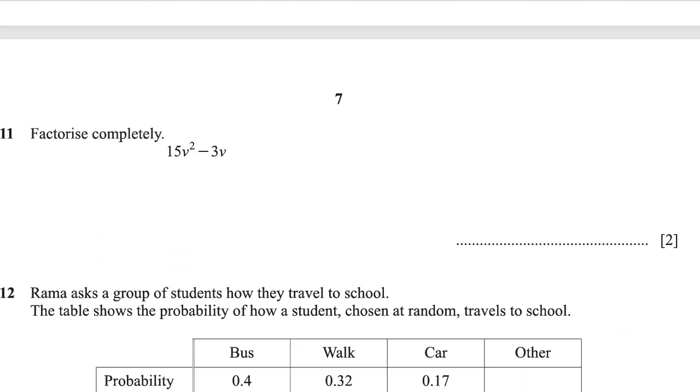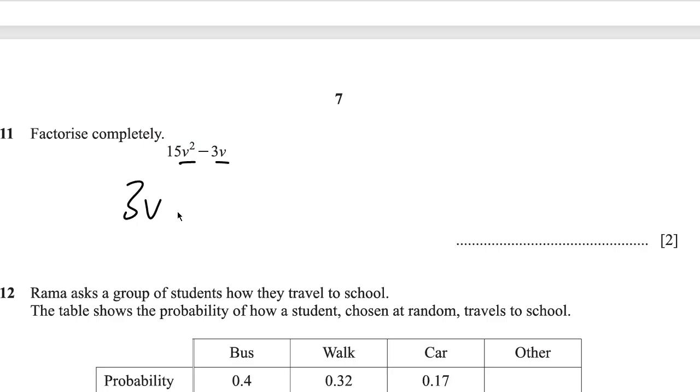Question 11 says factorize completely 15v squared negative 3v, right? One thing you can see here is that you have a v here, you have a v here, right? And then another thing is that 3 is common here, right? Because 3 divides 15, and 3 can divide itself, right? So 3 is a common factor, and v is also a common factor, right? Because there's v here, there's v squared here, there's no v squared here.